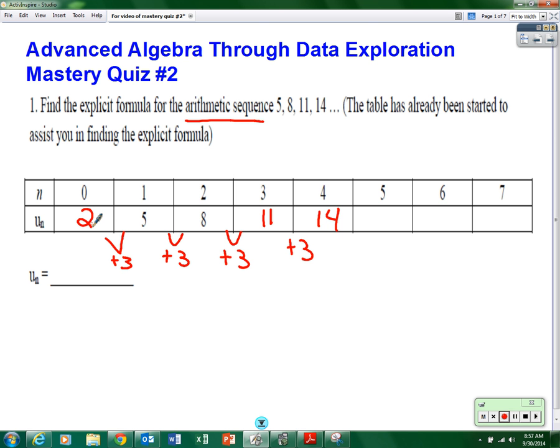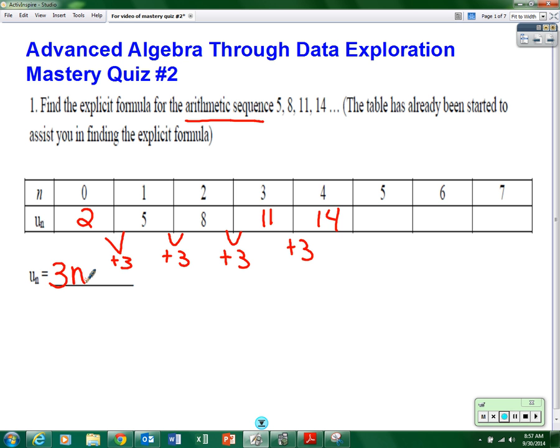Now, writing the formula. Okay, U sub n equals. Immediately following the equal sign is what is the pattern? Well, the pattern is going up 3. Okay, after that, we write the variable that we use in an explicit formula. That would be the letter n.